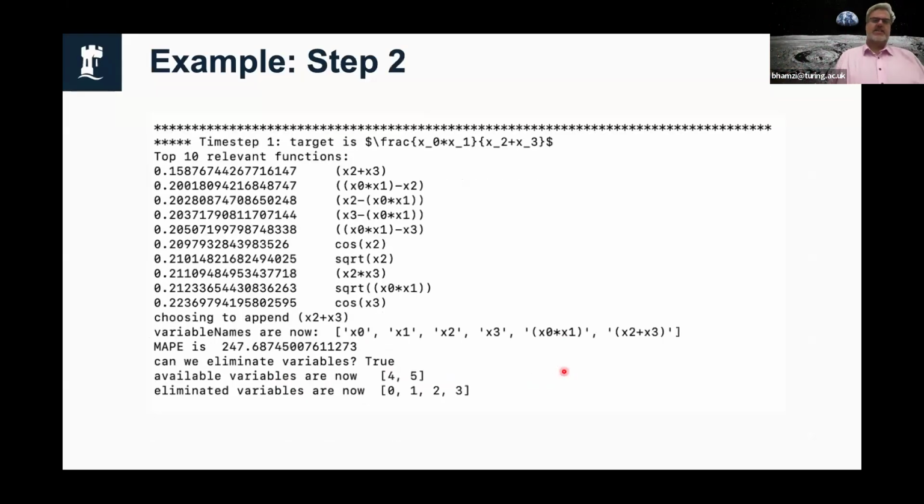So we repeat that next time. The most relevantly ranked constructed feature is this one here, x2 plus x3. So you can see we're building up gradually this expression. So now again, the elimination test says that we can get rid of that. So we say true, we eliminate it. So now we've eliminated all of the original features, and the only remaining things are 4 and 5.